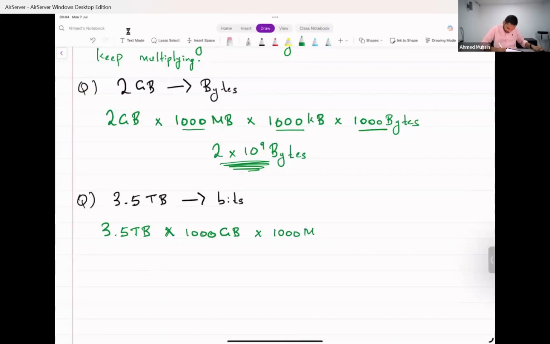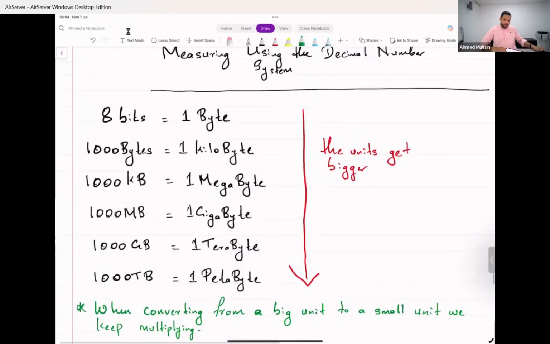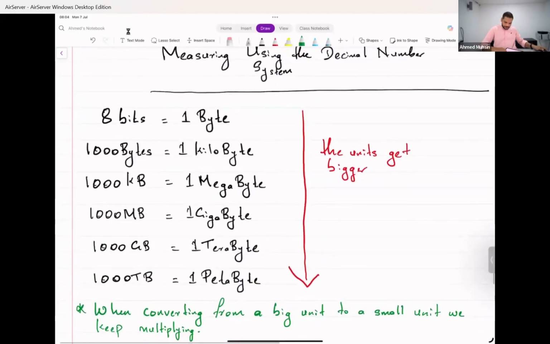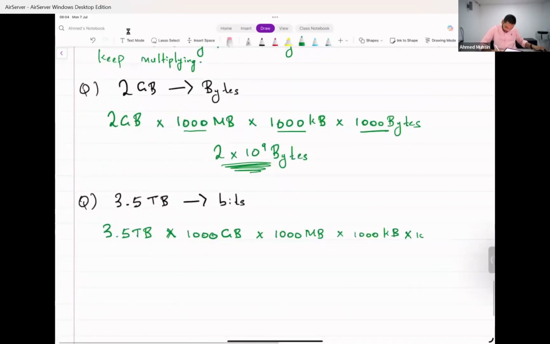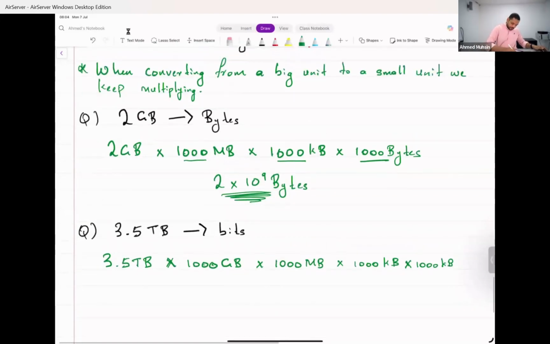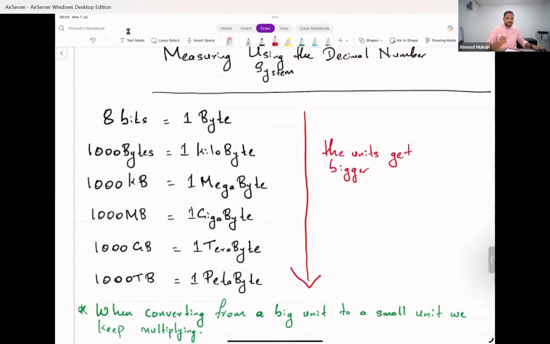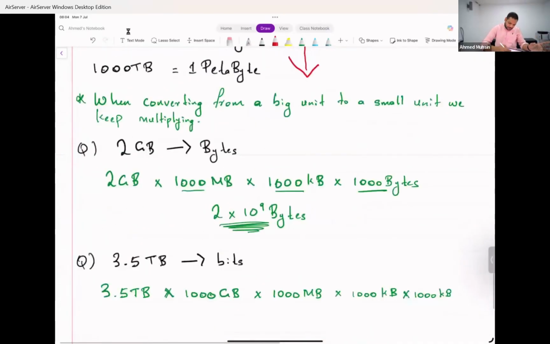Who is above MB? Kilobytes. Multiply by another 1000. 1000 kilobytes. Who is above KB? Bytes. Above KB, you have bytes. Multiply by another 1000. You still haven't reached the end. Exactly. Now, guys, this is the confusing part. From bytes to bits, how much? 8. We multiply by 8. Can you guys see that? From bytes to bits, you need to multiply by 8. See above bytes, what's there? 8 bits now. So you need to multiply by 8. Everybody okay with this? So now you come down and multiply by 8.